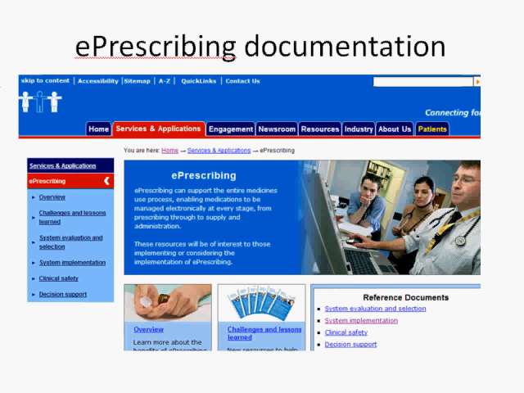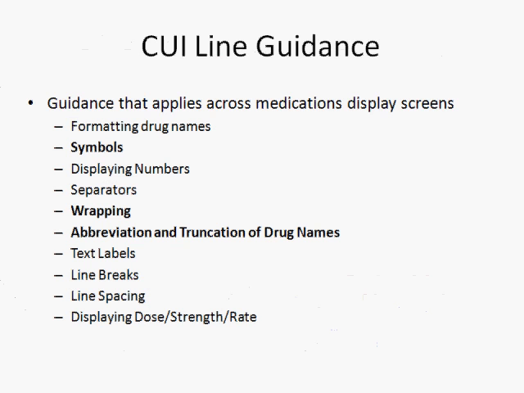In order to find the documentation around DM+D implementation, please go to the e-prescribing website and you'll find the DM+D implementation guide under the system implementation section. The common user interface guidance focuses on core areas, including formatting drug names, displaying numbers, separators, text labels and line spacing. The focus areas for standardization at the moment are around wrapping, truncation, abbreviation and symbols.